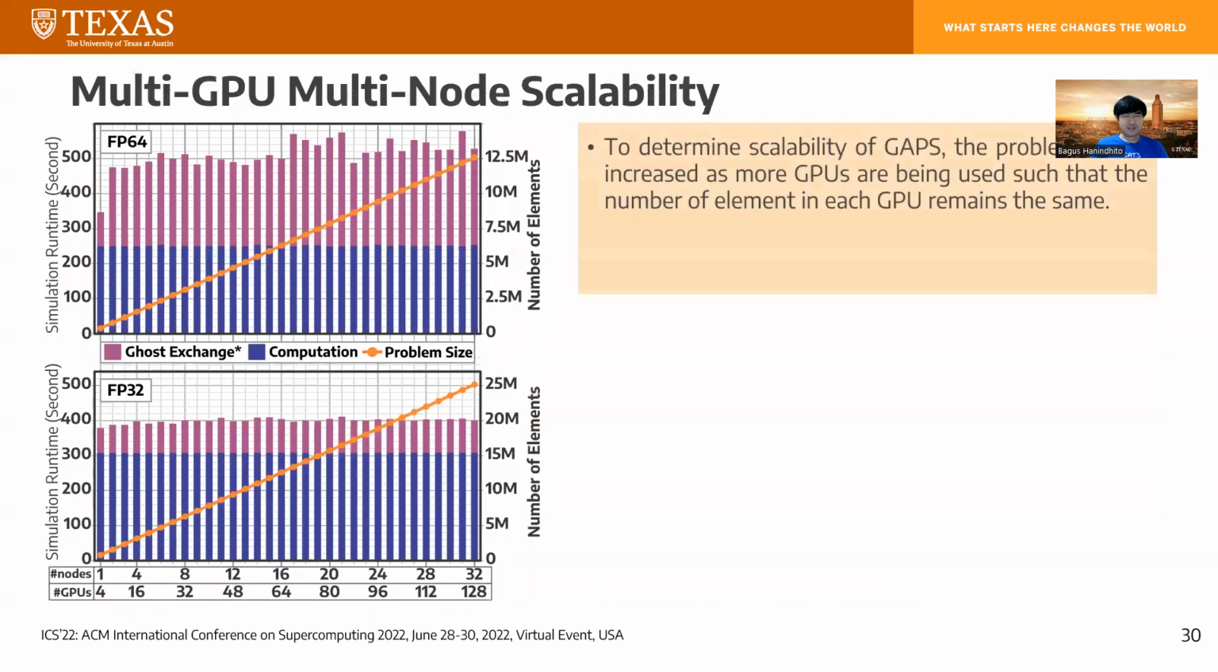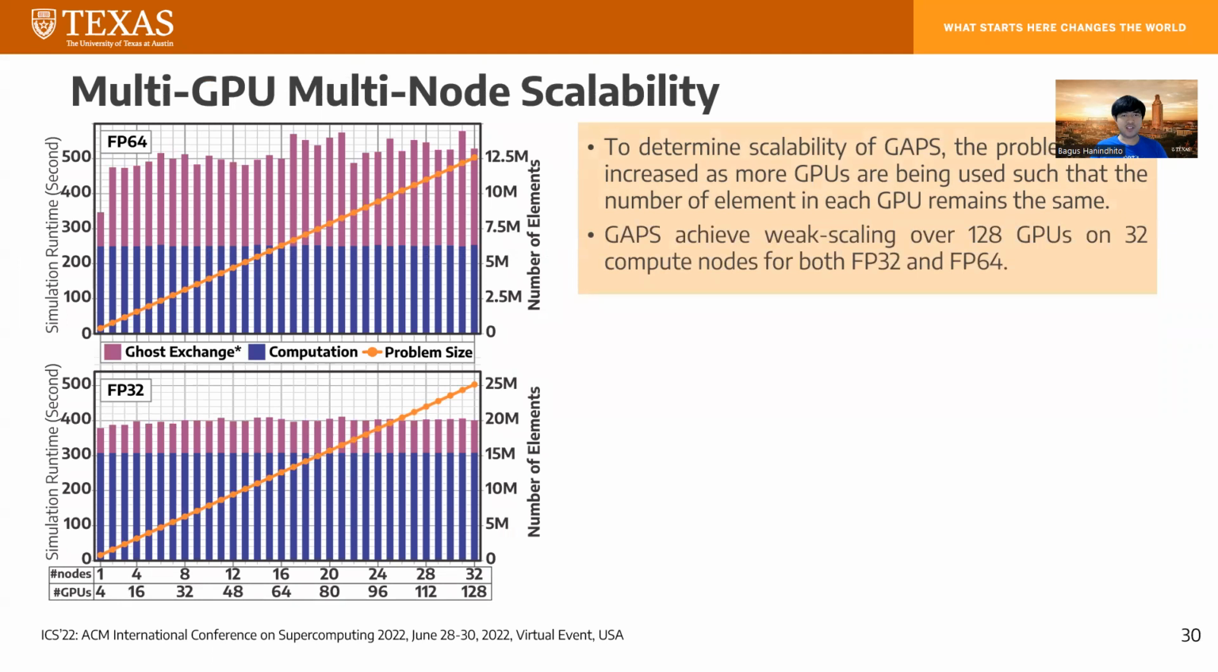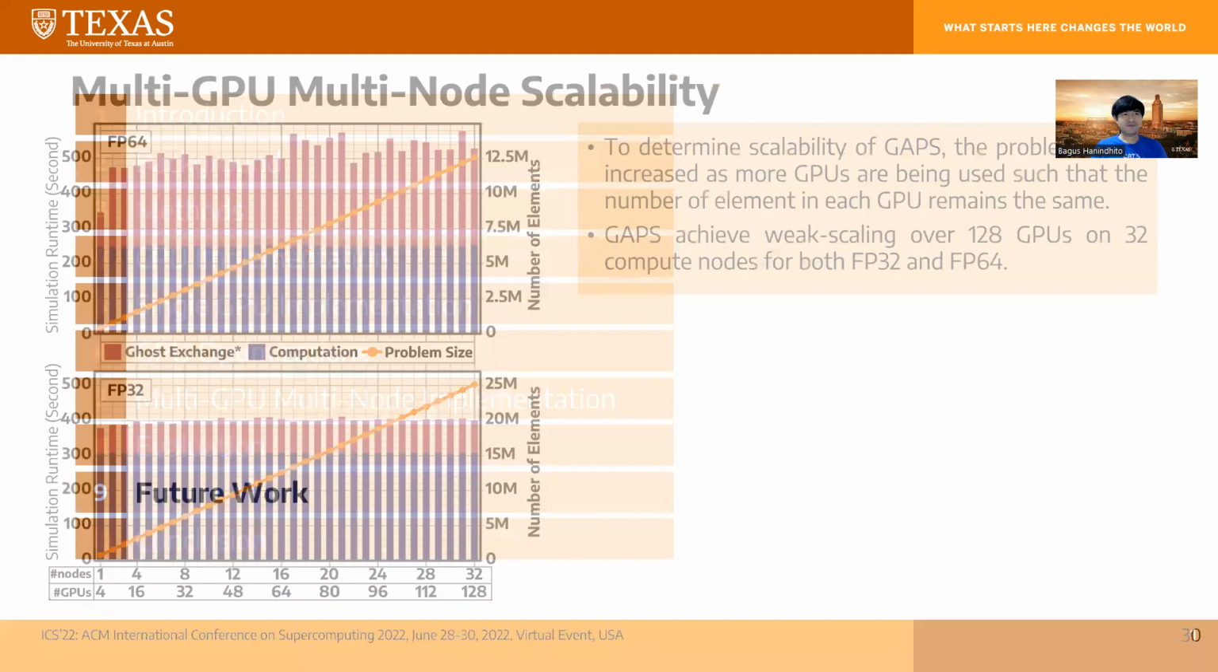And we also investigate our wave simulator scalability. So as we increase the number of GPUs, we increase the problem size as well. So the number of elements handled by each GPU remains constant. And as you can see here, our simulators achieve weak scaling over 128 GPUs on 32 compute nodes for both single precision and double precision runs.